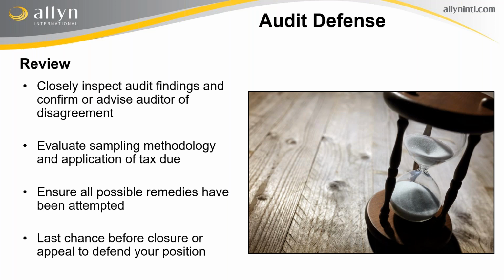You may need statutory references, rulings, or additional documentation to support your position. This is also the time to review the sampling method the auditor employed during the audit and ensure it's correct. Run the numbers and compare them to the auditors. If you don't know how an auditor arrived at a value, ask and get clarity. This is really your last chance to resolve any issues with the auditor before the audit is closed and an assessment is issued. So you want to ensure all remedies have been attempted. It's often much easier to resolve issues and disagreements with the auditor directly while the audit is still open. Once the audit is closed, an appeal would need to be filed to protest any part of the audit assessment.